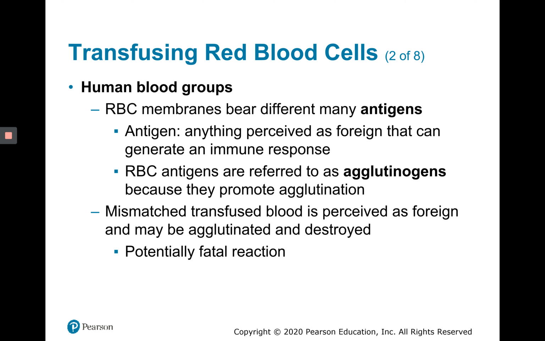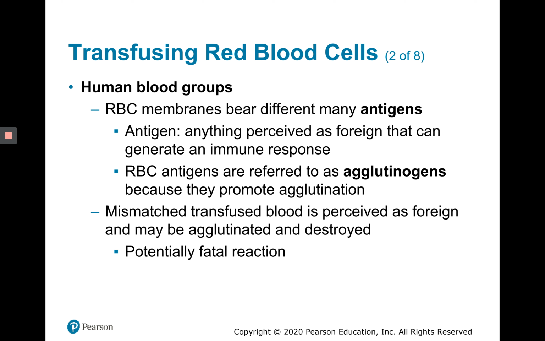Red blood cell antigens are oftentimes referred to as agglutinogens. That's because they promote agglutination, that's clumping. So agglutination occurs when there is a mismatched blood transfusion. And a mismatched blood transfusion is going to occur when donor blood is given to a recipient, and that blood is viewed as foreign, so the blood types don't match.